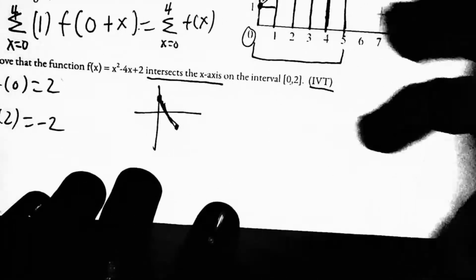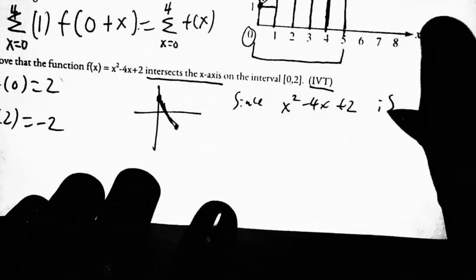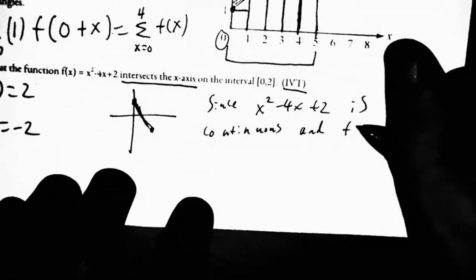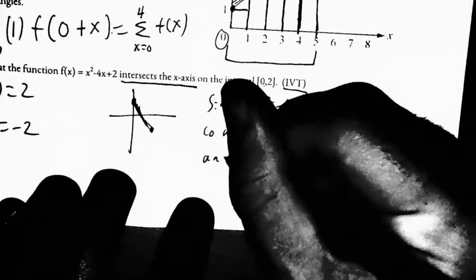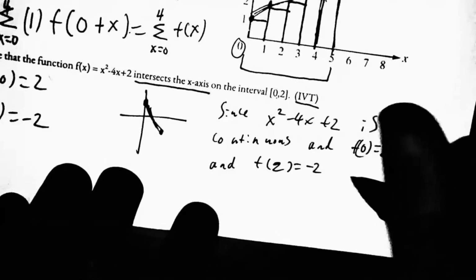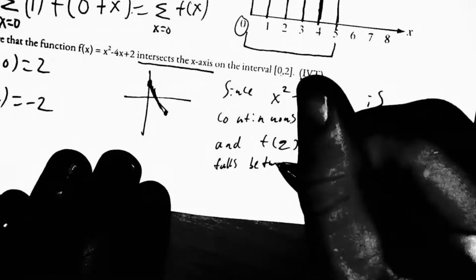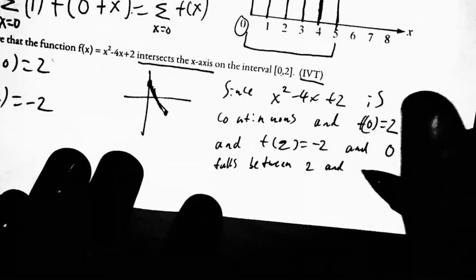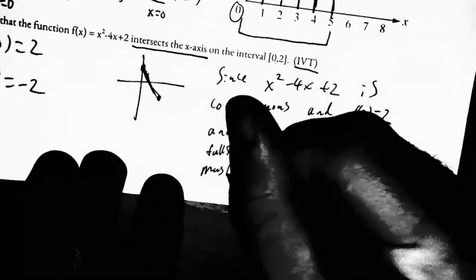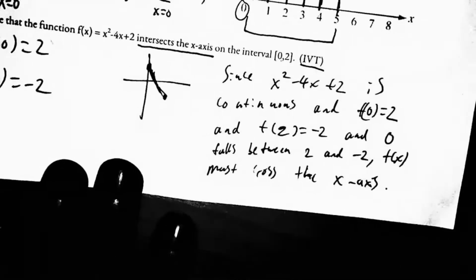What I'm looking for is: since x squared minus 4x plus 2 is continuous, and f of 0 equals 2, and f of 2 equals negative 2, and 0 falls between 2 and negative 2, f of x must cross the x-axis. Okay? So these are kind of key parts.